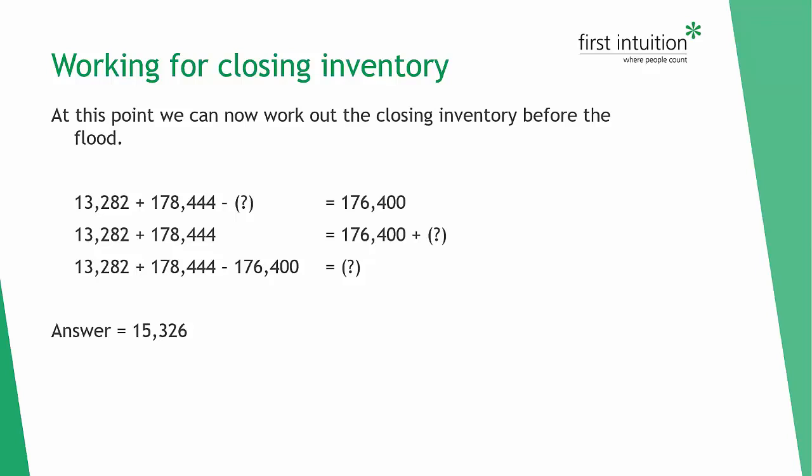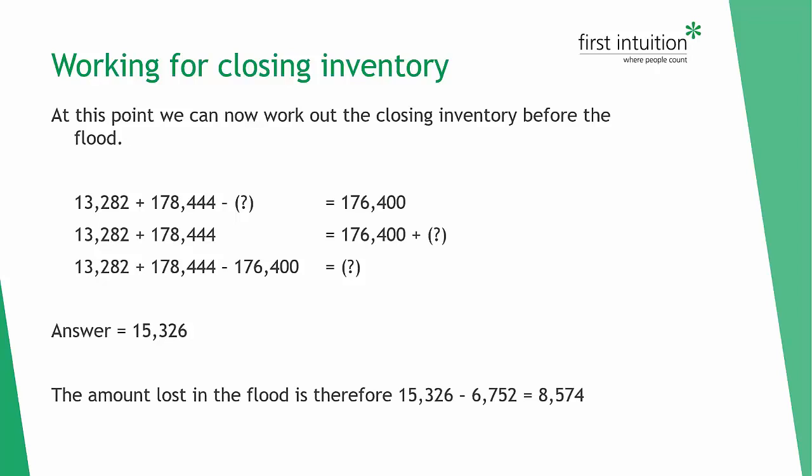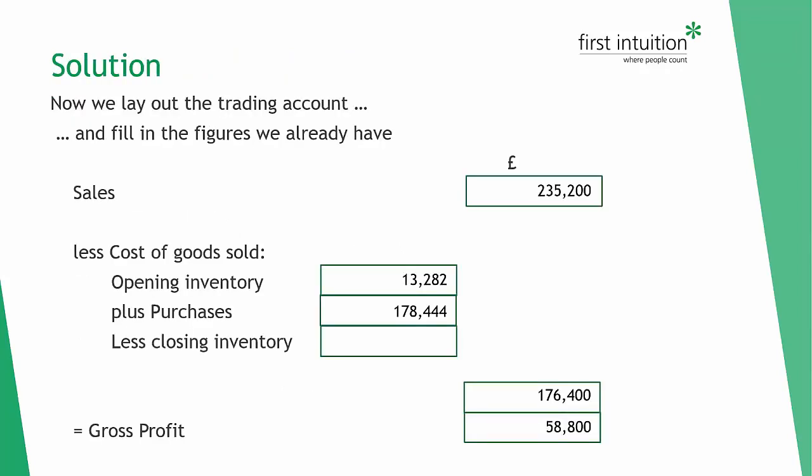So if 15,326 is the closing inventory as it should have been, and all we've got left is 6,752, the amount that must have been destroyed in the flood and therefore needs to go on the insurance claim is 8,574. And let's just fill the template in once again, and there it is. A final check, always make sure that that actually does work. 13,282 plus 178,444. And sure enough, it does.